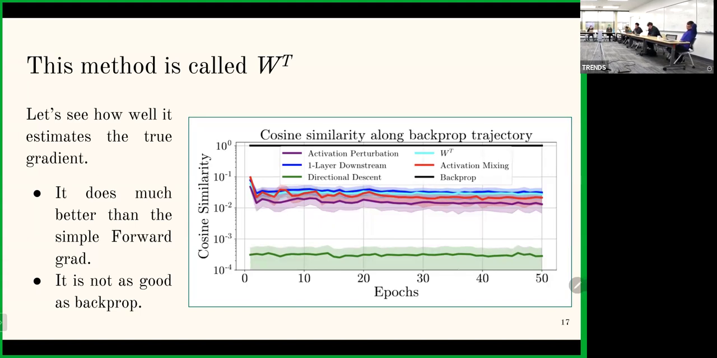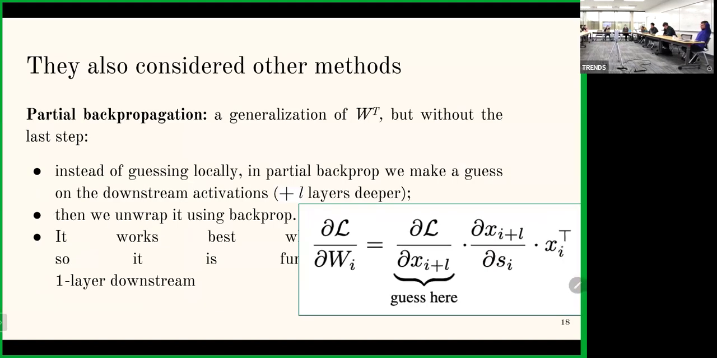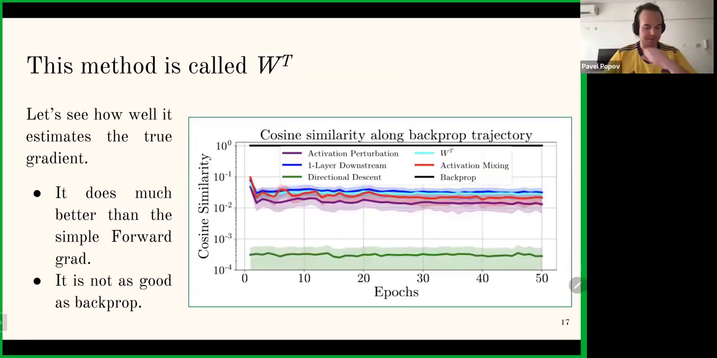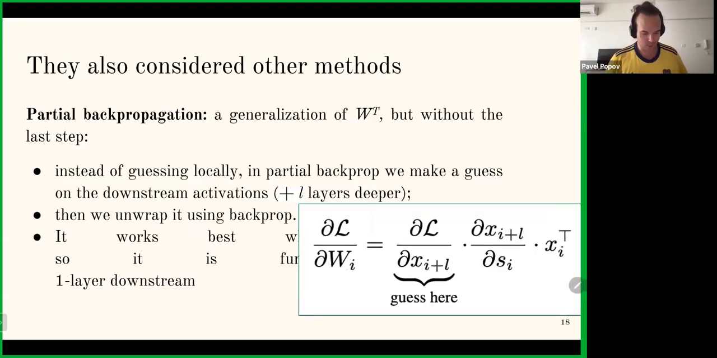Okay. I'm eager to see the next slide. Oh, no, not this one. Oh, yeah. Okay. So, not this slide. You see there are, apart from W transpose, a few other models in this region. So what are these models? One of them is partial backpropagation. It is kind of W transposed, but with a slight difference.